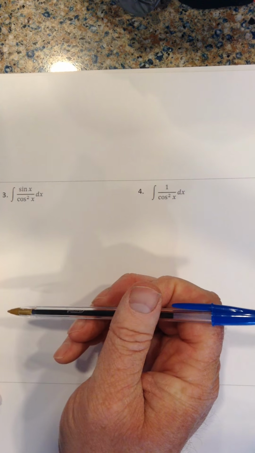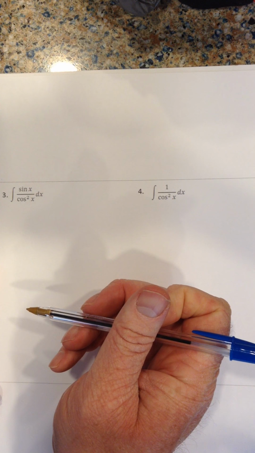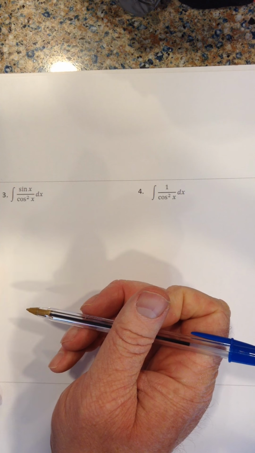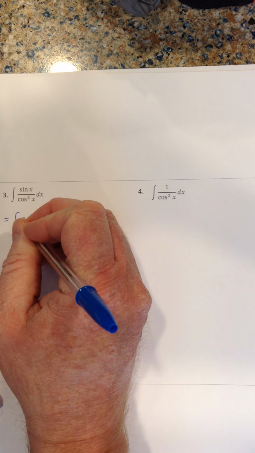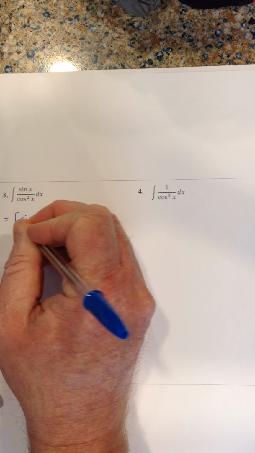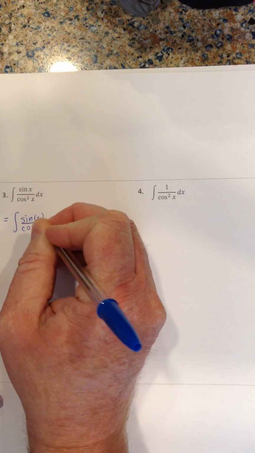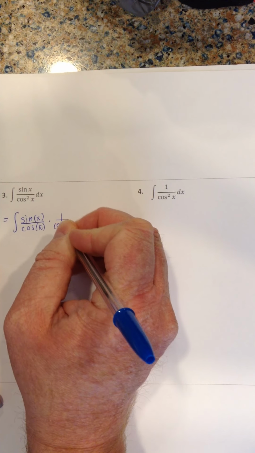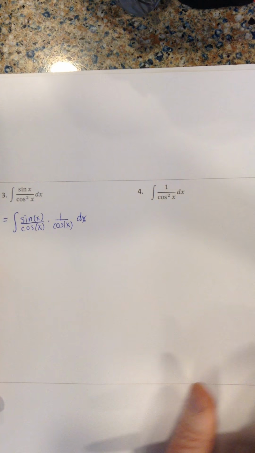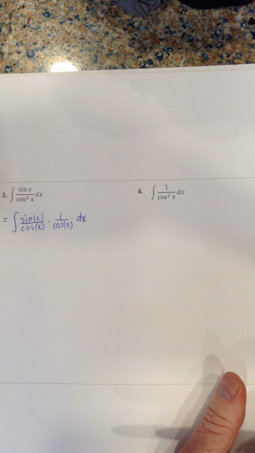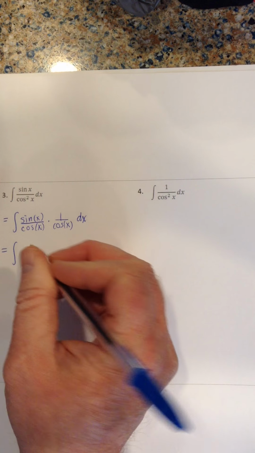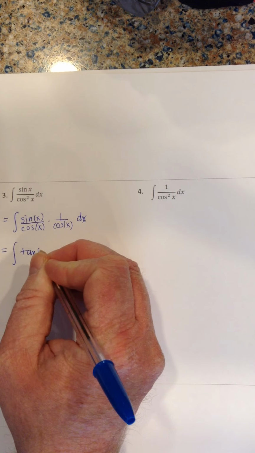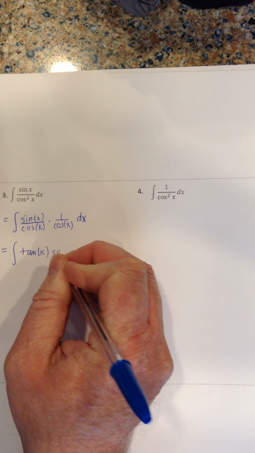So this one, there's no rule for number 3, integral of sine of x cosine squared x. So let's see, how can I rewrite that doing some algebra or trigonometry? So I have sine of x and I have 2 cosines, so I can make it sine of x over cosine of x times 1 over cosine of x dx. Alright, and then cosine times cosine is cosine squared, so I'm good. And then sine over cosine is tangent, and 1 over cosine is secant x.